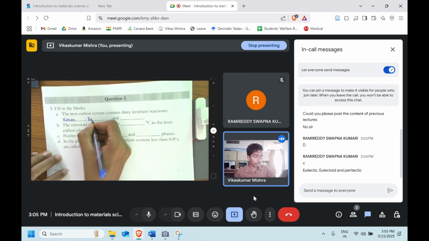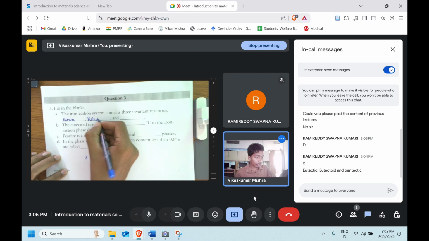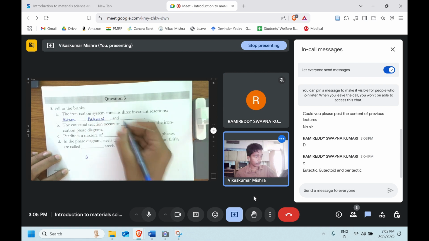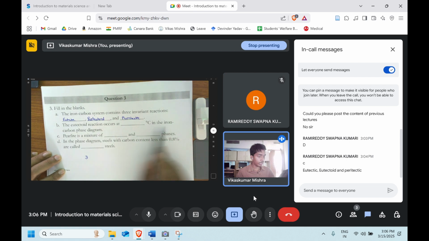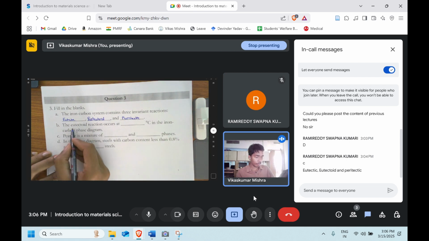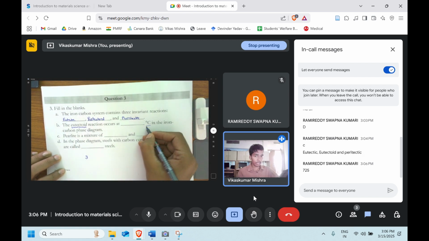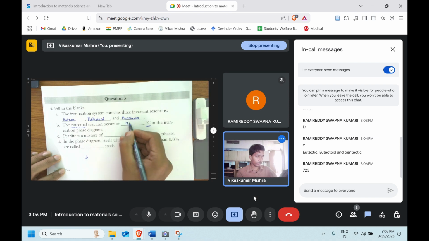Just for the sake of completeness, I will write peritectic. The eutectoid reaction occurs at dash temperature in the iron carbon phase diagram. So we are focusing on the eutectoid. At what temperature will this reaction take place? Again, we have to write in degrees Celsius only, that is 725.